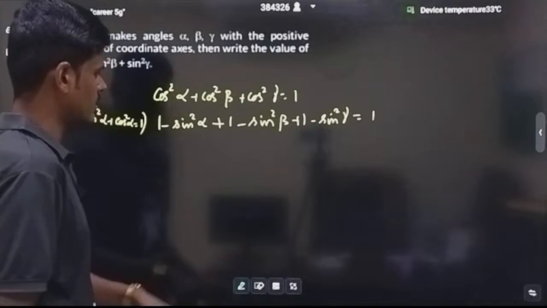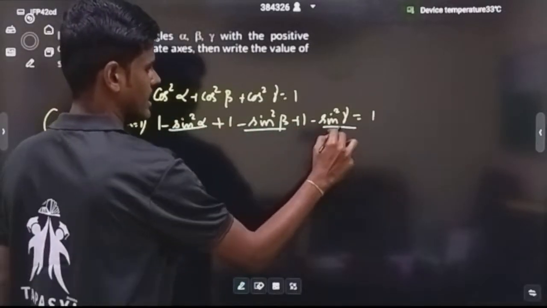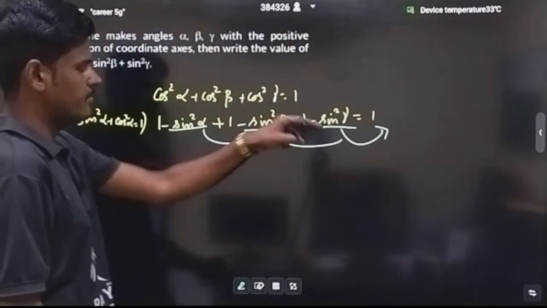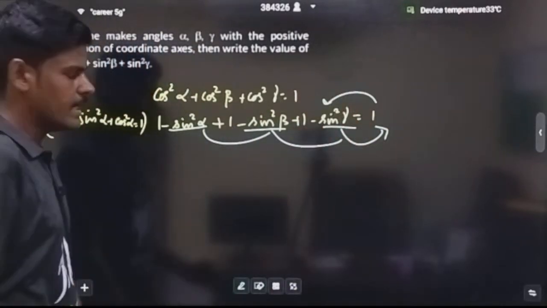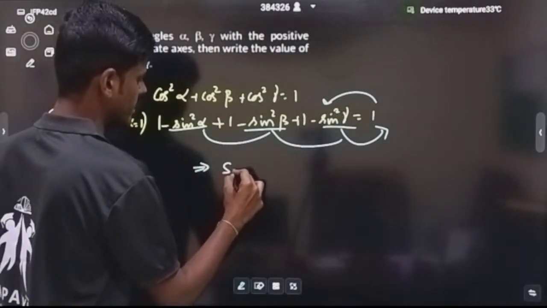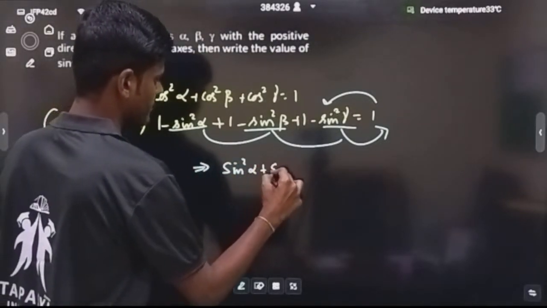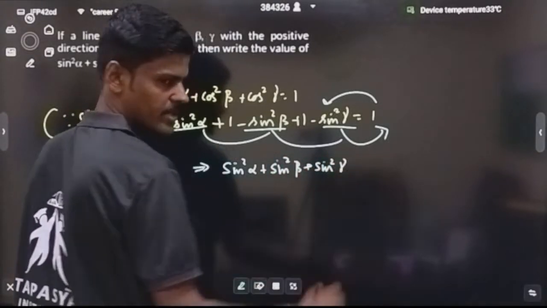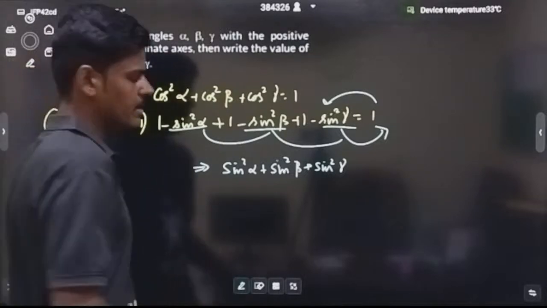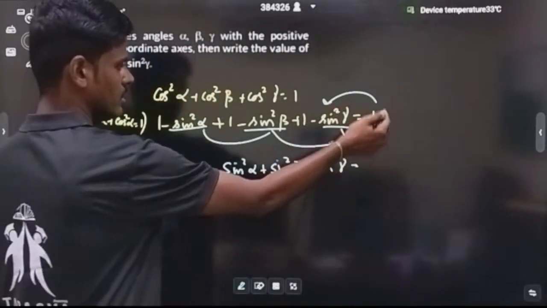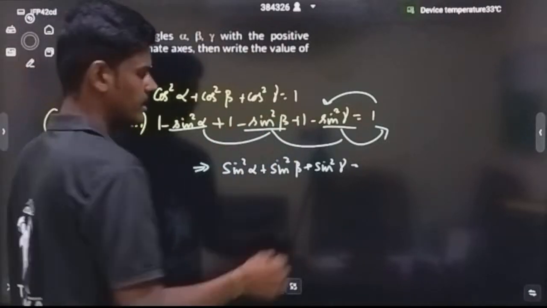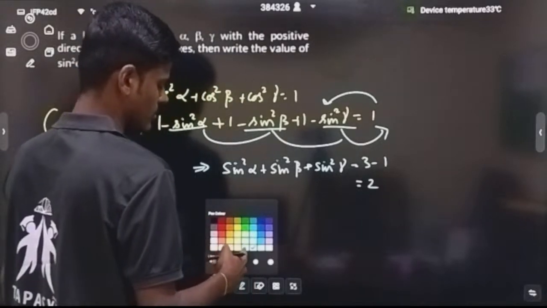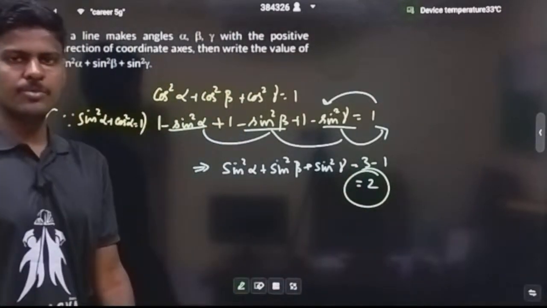Next, what can we do? Take these sin square alpha, beta, gamma to the other side and bring 1 to this side. Then we will get sin square alpha plus sin square beta plus sin square gamma equal to 3 minus 1, that is 2. So what is the required answer? The required answer is 2.